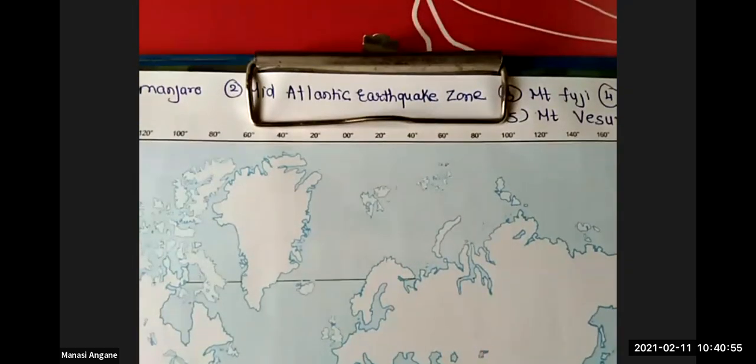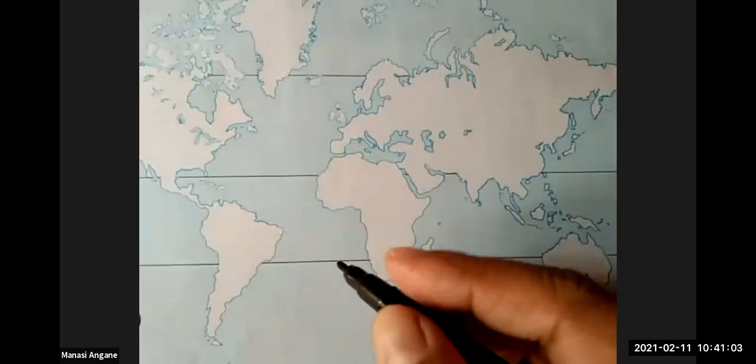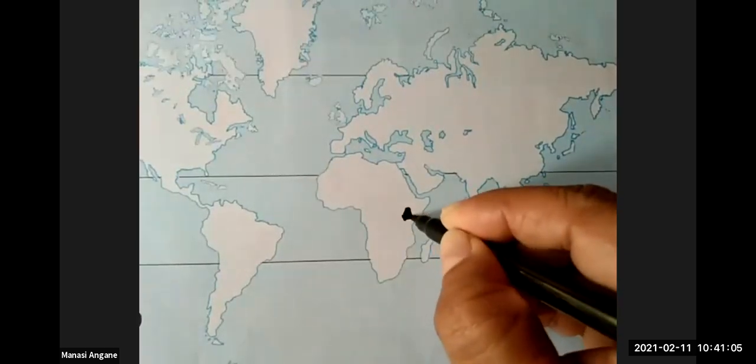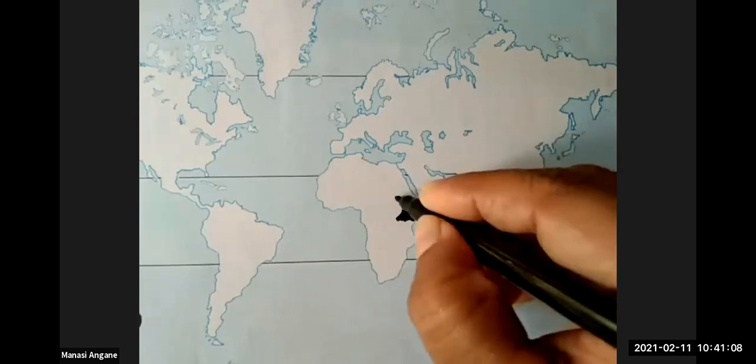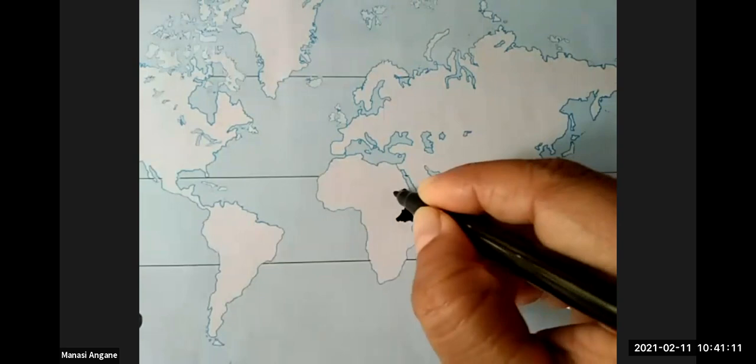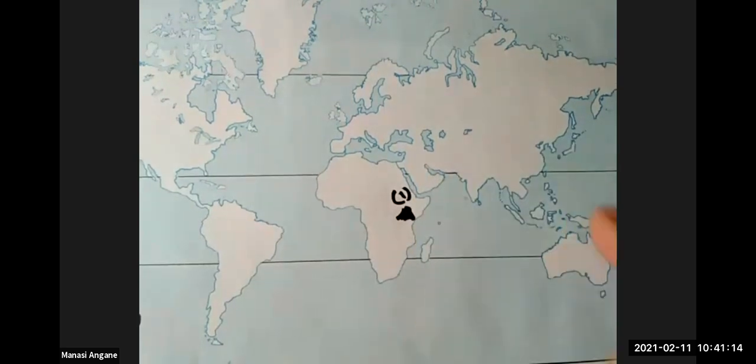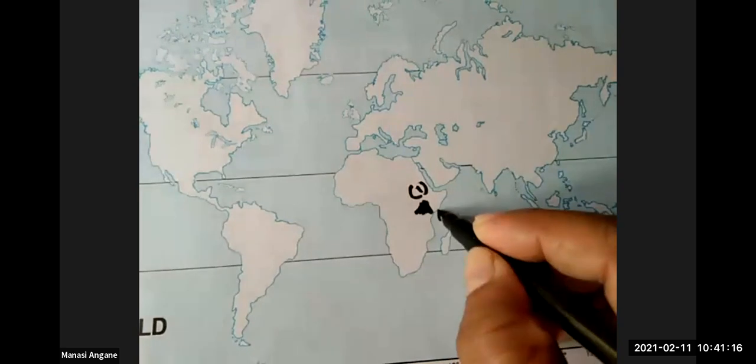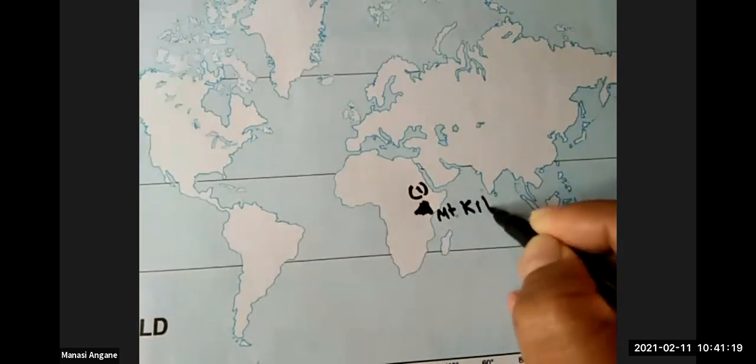Now here, the first thing you have to show is Mount Kilimanjaro. That is, Mount Kilimanjaro is here. You can see this place. Now when you want to show a mount, you are going to show it with this mountain symbol. Here you are going to show the mountain and here you will put 1. There's no need to write the name. In the index, you can write the name.